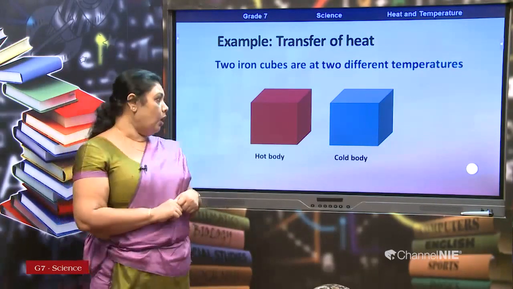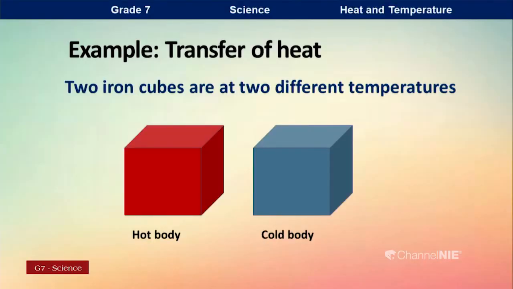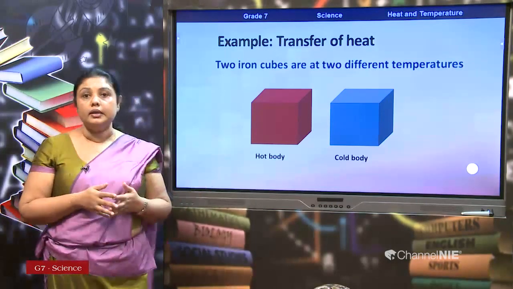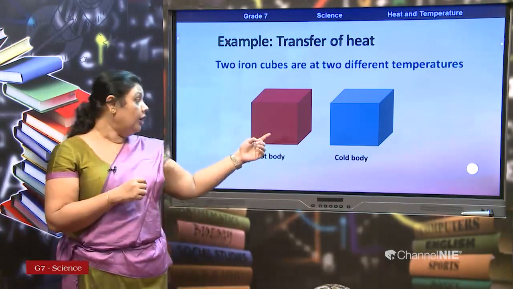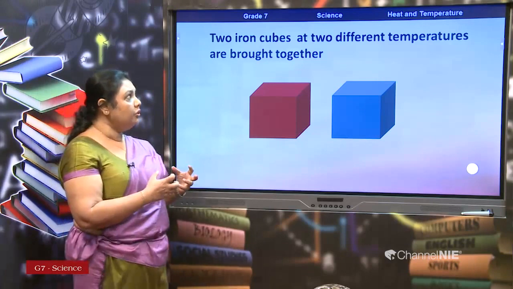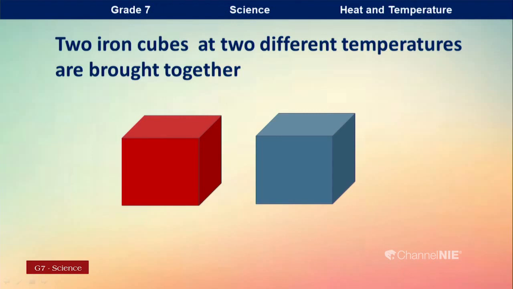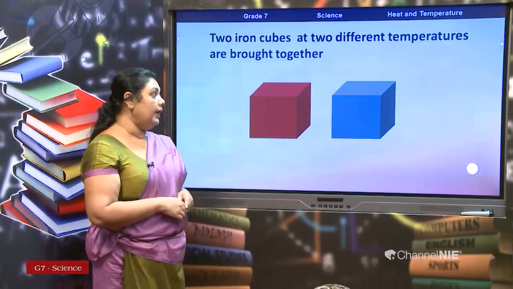Look at these two blocks here. One is a hot block, you can see it in red color, and this is a cold block, it is in blue color. So these are two iron blocks. What are we going to do? We are taking these two blocks at two different temperatures. So obviously the hot block is warm, the cold block has less temperature. So what we are going to do here, we are going to bring them together. This hot block is brought closer to the cold iron block. So we will see what will happen.